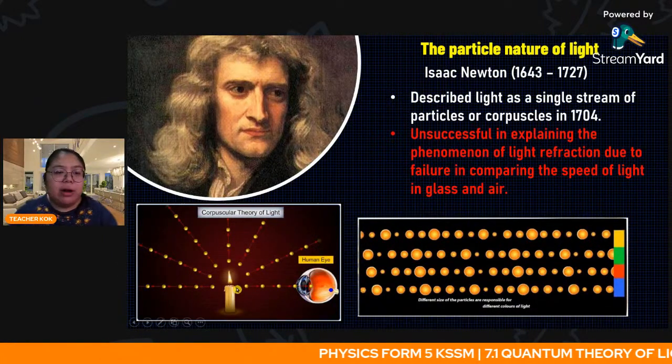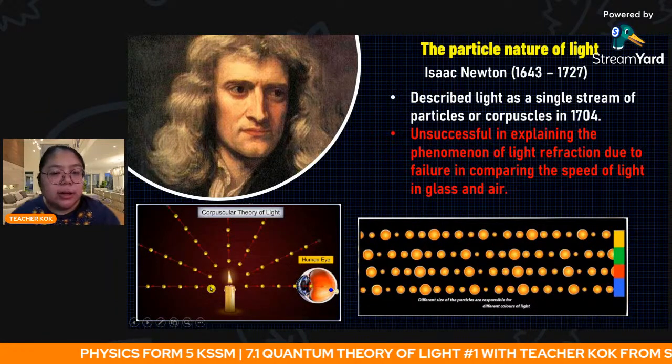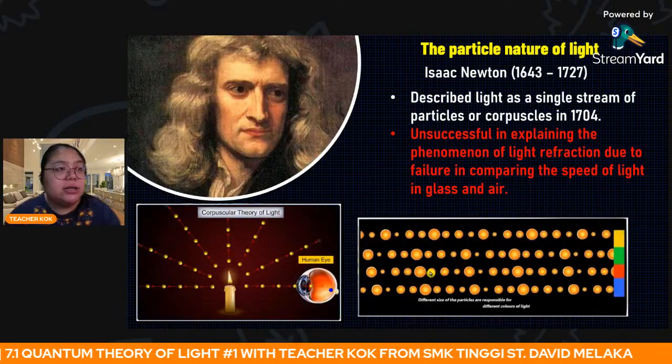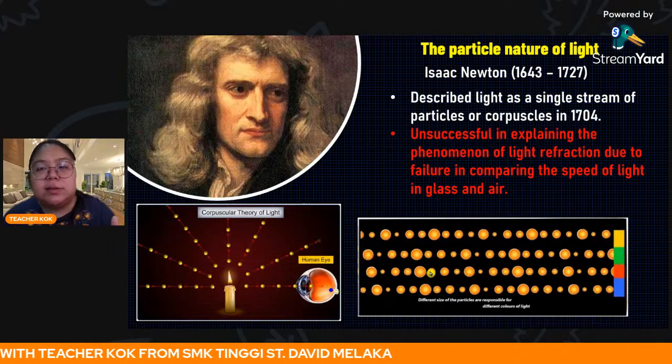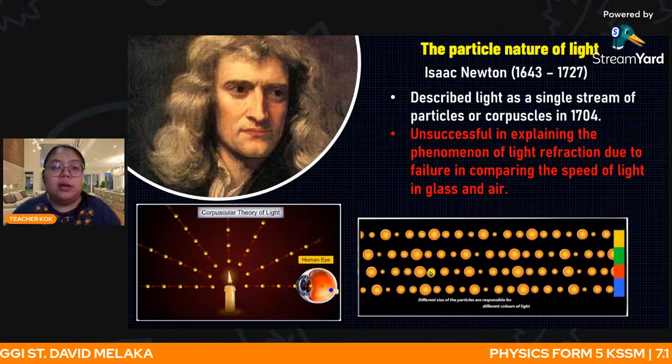So you can see the diagram here. Light is one kind of particle. But they could not prove the refraction, the speed in air and in glass, what the differences are. So this is one of the classical theories.